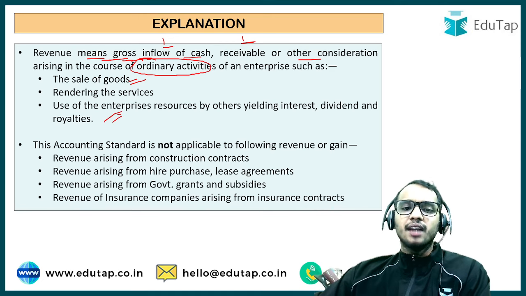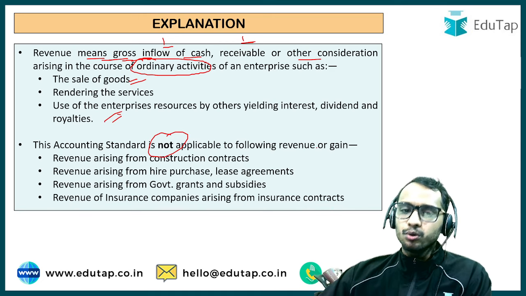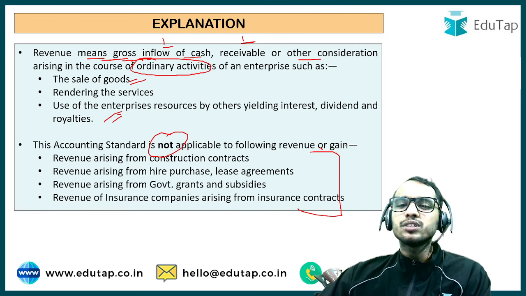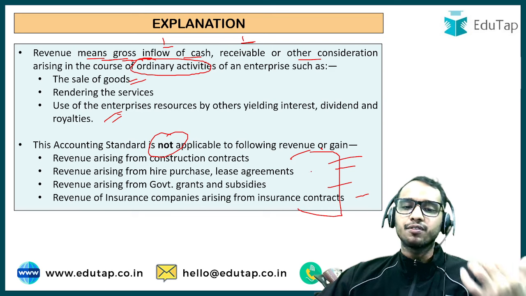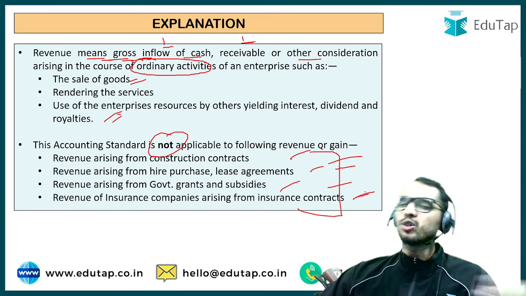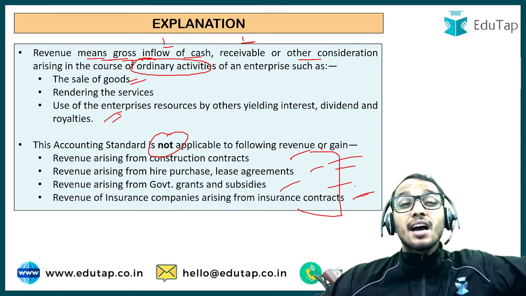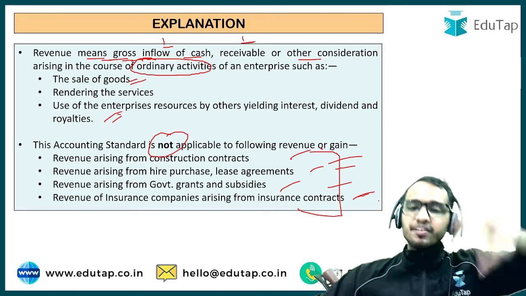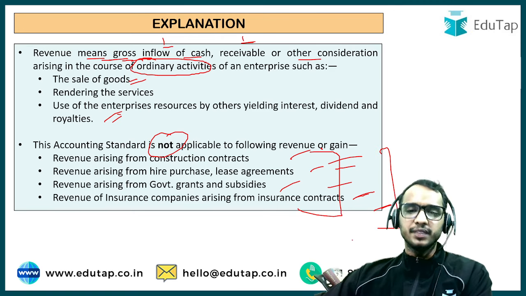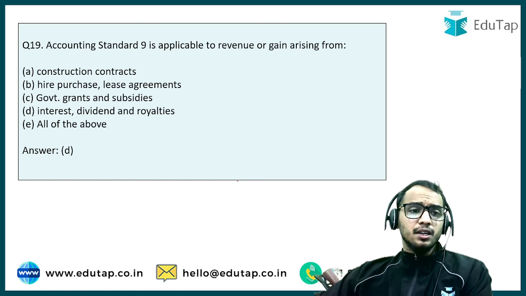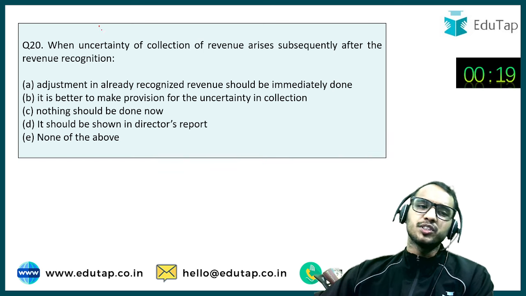Clear? And this standard is not applicable to all these scenarios because they have separate accounting standards. We have separate accounting standards for construction contracts, for lease agreements, for insurance contracts. We have IRDAI guidelines. So that we have to follow, not this accounting standard 9, for these aspects, right? Clear? Easy? Okay. Now, next question, that is question number 20.